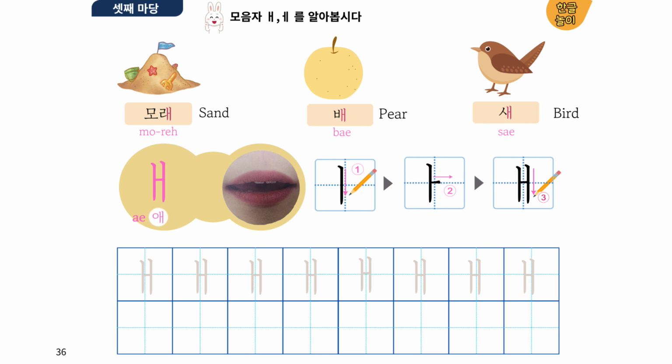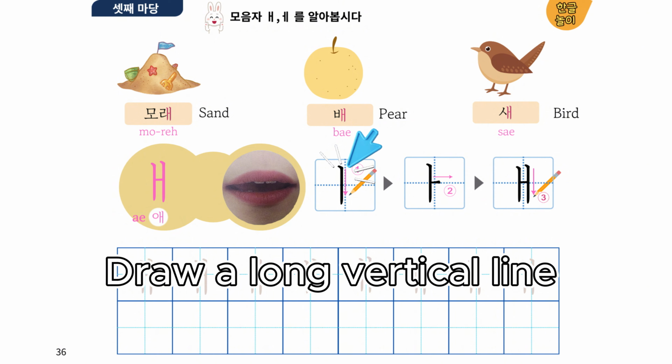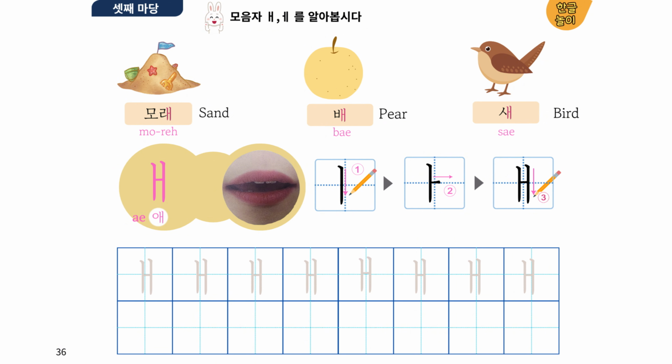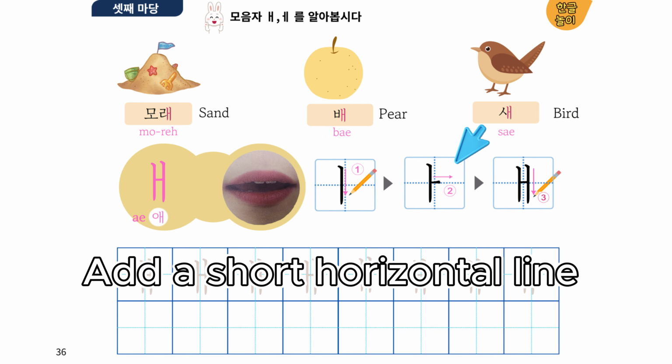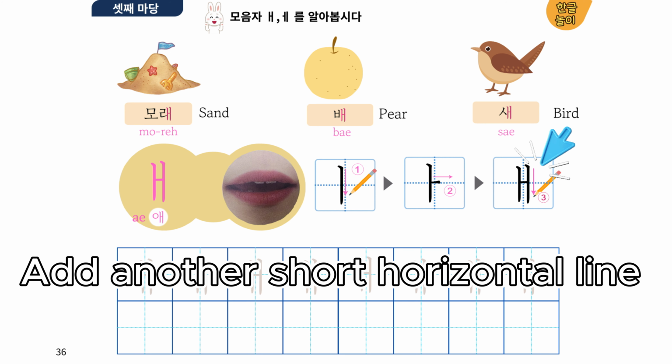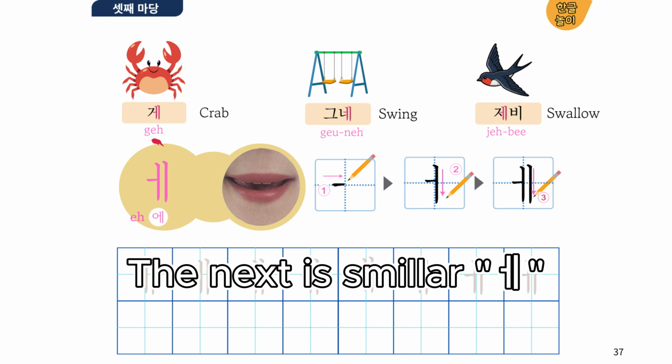The writing order is: draw a long vertical line downward, add a short horizontal line to the right, add another short horizontal line below it. The next is a similar vowel, ㅔ.